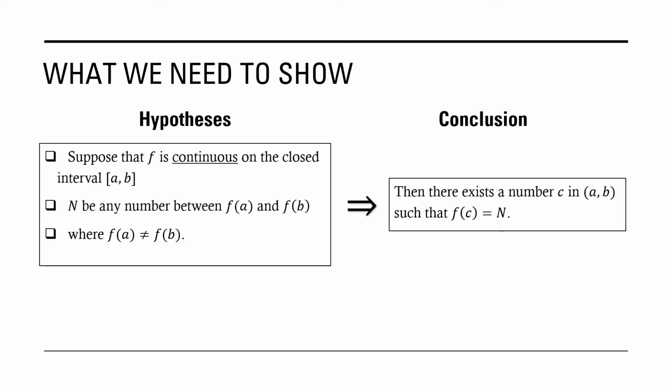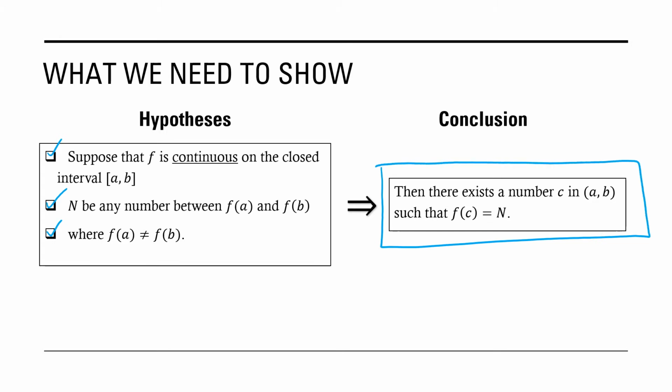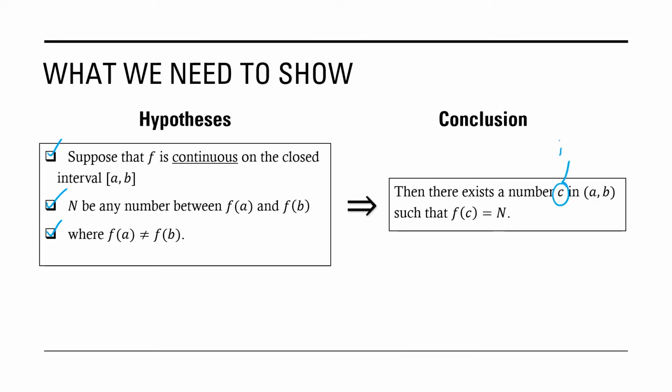If we're using the intermediate value theorem, this means we need to show three things in order to reach our conclusion. So we have to show that f is continuous on the closed interval a to b, have n be between f of a and f of b, and we got to make sure that f of a does not equal f of b. If this is the case, then we can conclude that there exists a number c in ab such that f of c is equal to n. Remembering that c is an x value, so that's an input, and f of c, which is n, is an output.